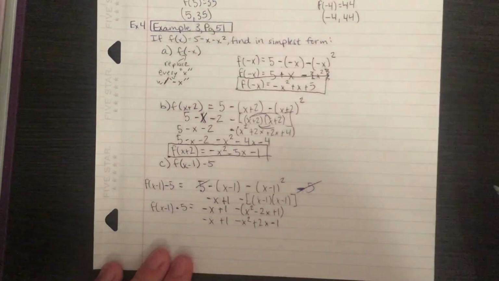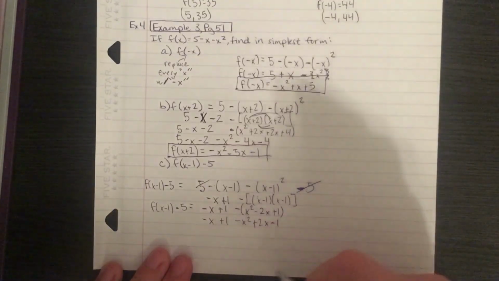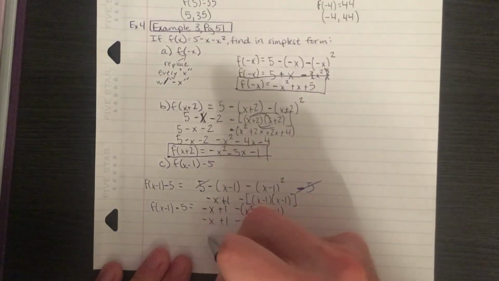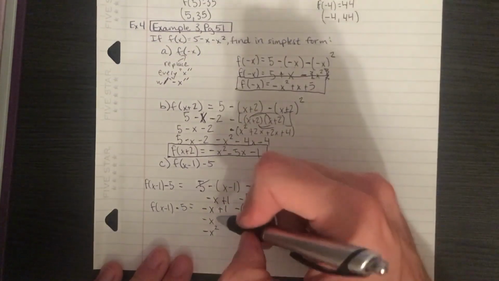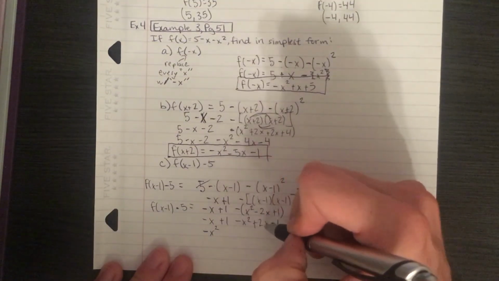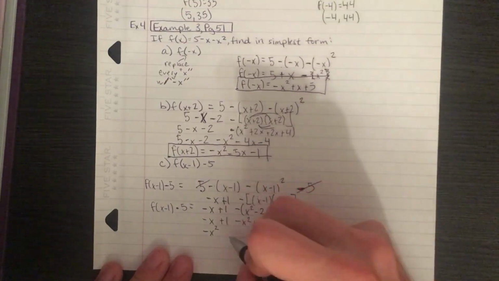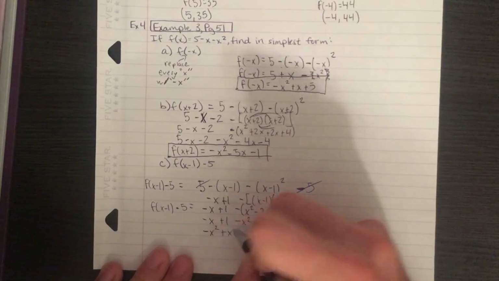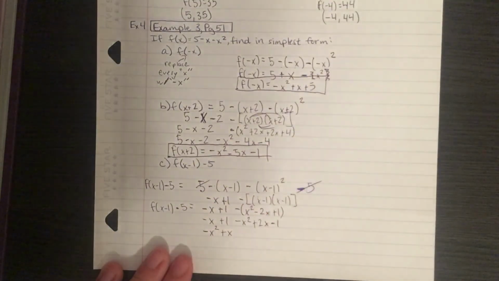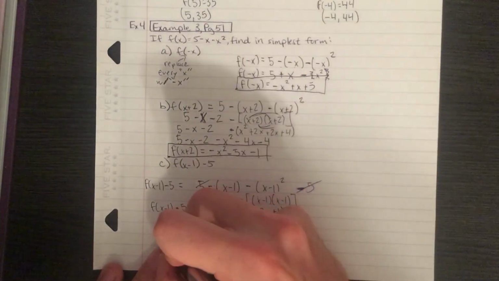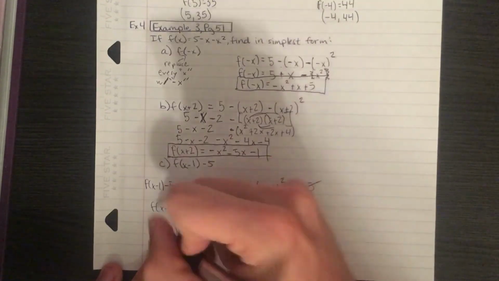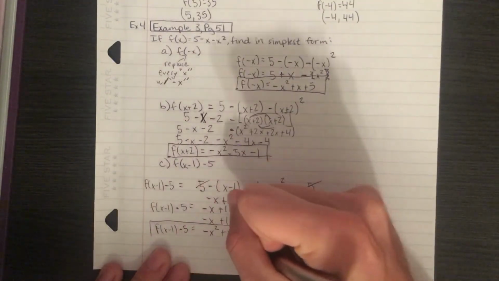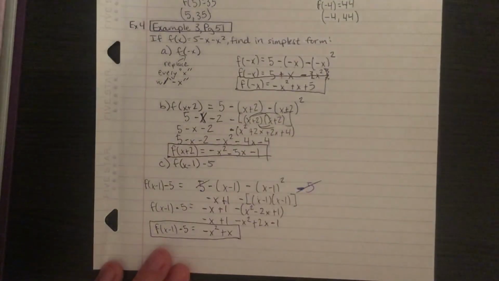I apologize that I'm doing all of this kind of out of order. That's just kind of the way that my brain works when I'm doing algebra. So then negative x and 2x is going to give me a plus x, and then 1 and minus 1 is going to cancel out. So then f of x minus 1 minus 5 equals negative x squared plus x.